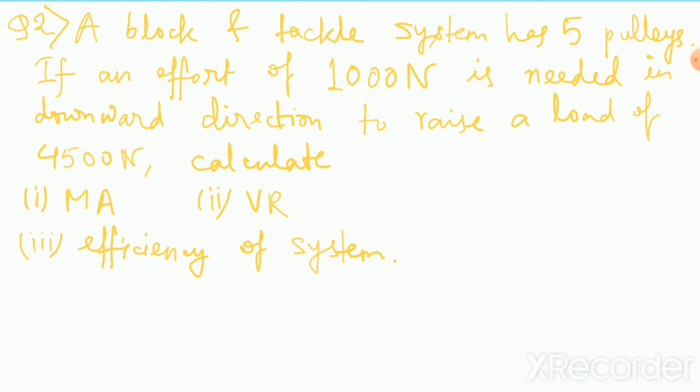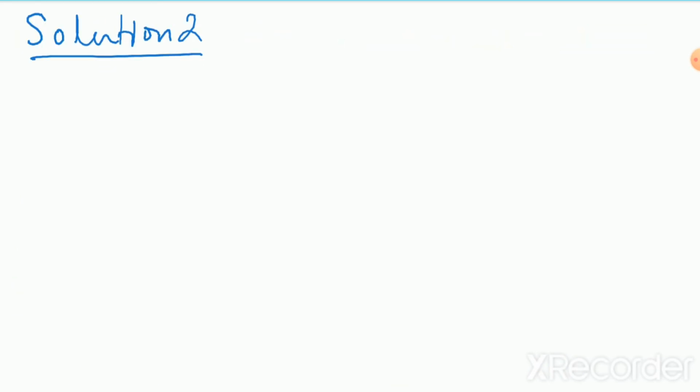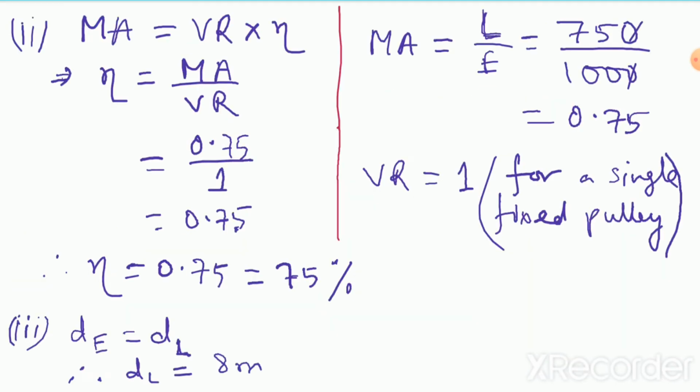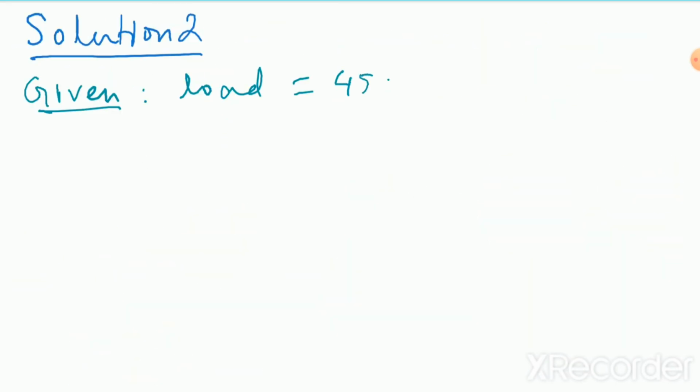First of all, let us write the given information. What is the given information? The value of load is given. Load is 4500 Newton and effort is given as 1000 Newton.